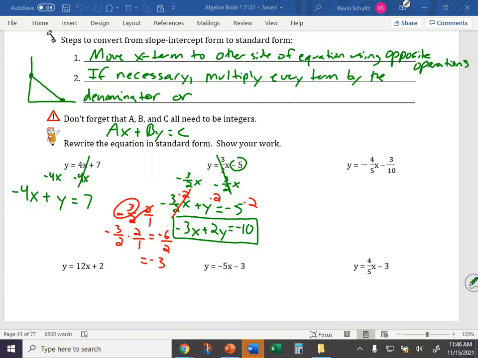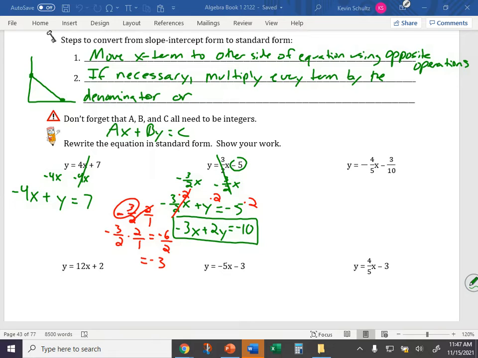The last one. What's different about the last one than the other two? Yeah, it's got 2 fractions. In the first example, we only had to do step 1 because there were no fractions. In the second example, we had to do step 2. We multiplied by the denominator of that one fraction. The third one, we've got to deal with 2 of them. But our first step doesn't change: move the x term to the other side using opposite operations.